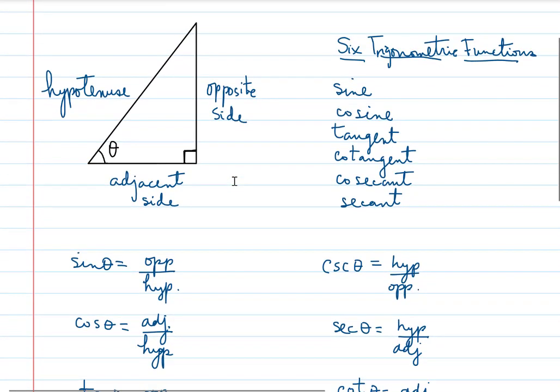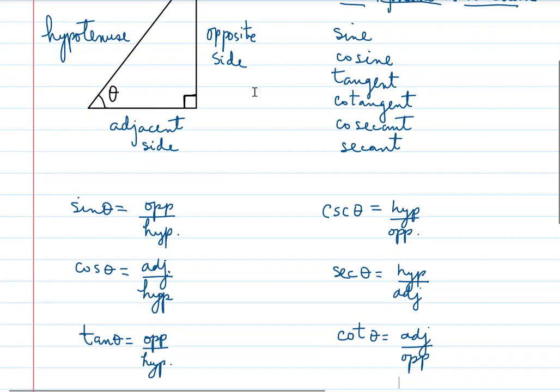Later on, we're going to graph all these functions. Keep in mind that these are functions, so they need an argument, right? They need this theta here. It doesn't make sense to say sine, just sine of nothing. We have to have an angle, a number, as an argument for each of these functions.